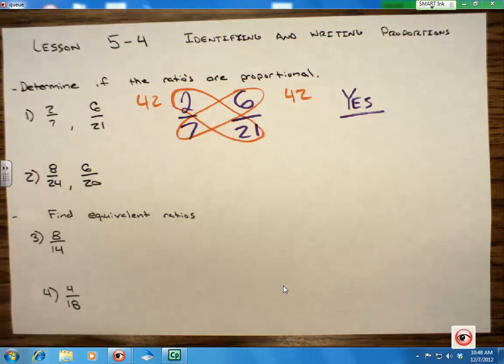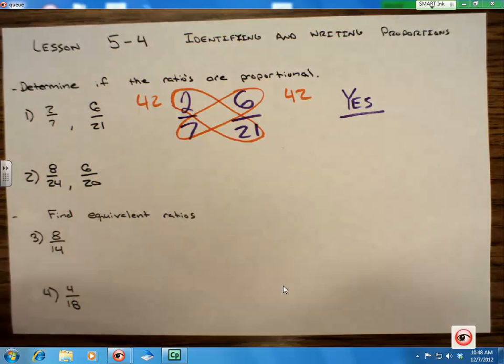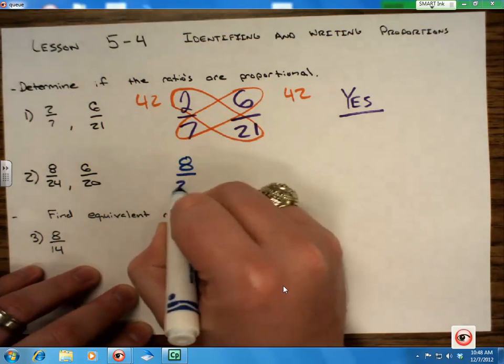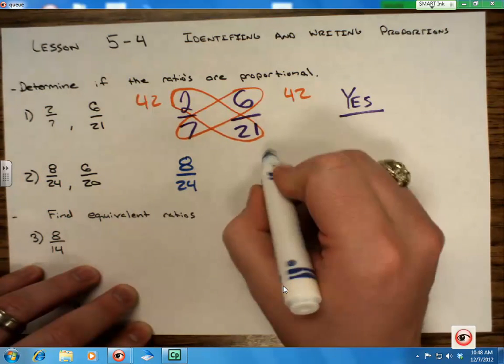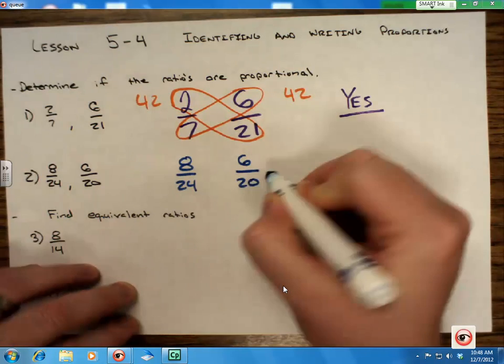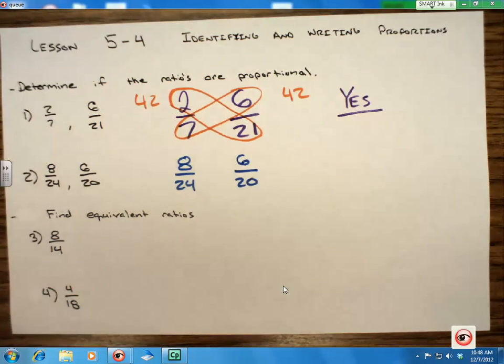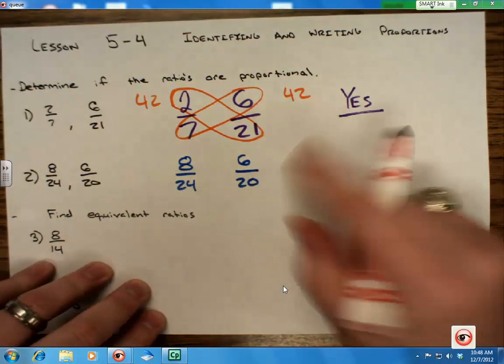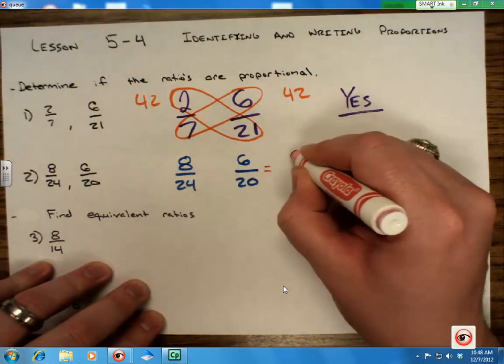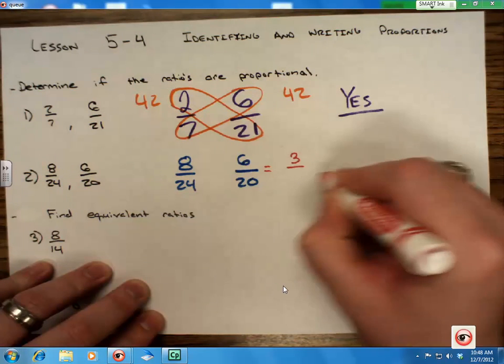All right, let's take a look at number 2. Number 2 asks us the same thing, are these two fractions proportional? Now, they are a little bit different because, well, my numbers certainly are bigger. So we could cross multiply these again and get our answer. I'm going to go ahead and simplify these first to see if that helps us any. Okay, I know that 2 will go into both 6 and 20. So that would be what? 6 divided by 2 is 3. 20 divided by 2 is 10.